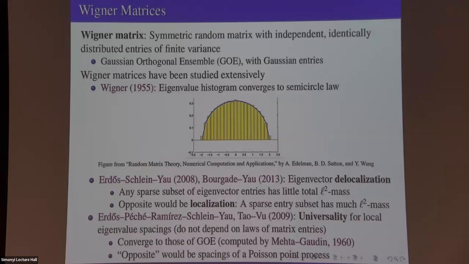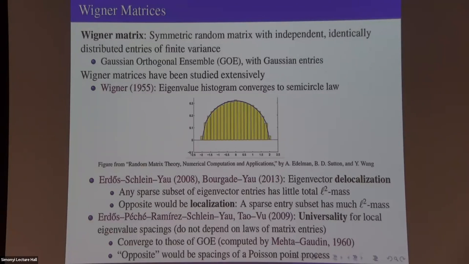On the level of eigenvalues, it was shown in these independent works that there's a universality result for the local eigenvalue spacing. I take two consecutive eigenvalues, or maybe every other eigenvalue, and look at the spacing, some random quantity. I scale that difference up, and this will converge to some universal limit that does not depend on the laws of these entries. These entries could, in principle, be arbitrary as long as they have finite variance. Regardless of what they are, these eigenvalue spacings converge to those of the GOE, which had been computed by Gaudin and Mehta 60 years ago.